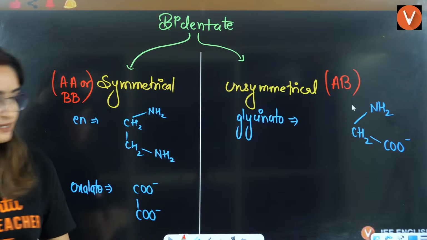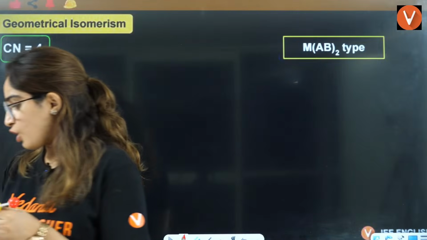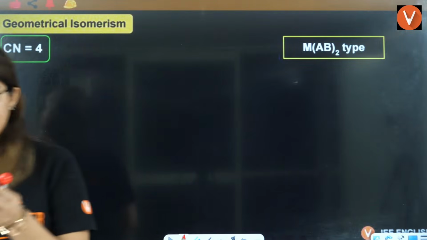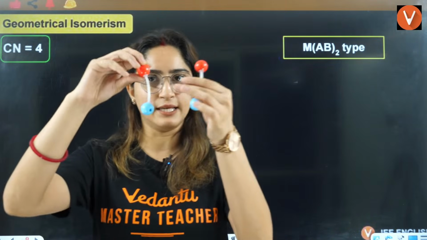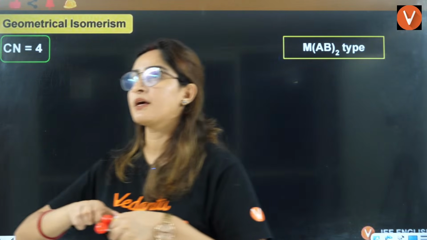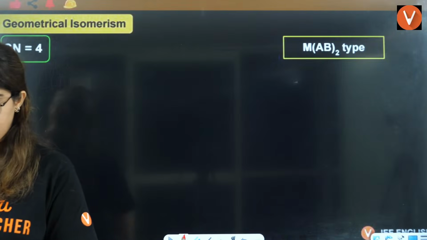Let's understand. Now let's talk about AB2. Here you have two ligands which are unsymmetrical. So two unsymmetrical ligands you will have, AB, AB. Now see one thing, what we will do here. We are going to make a square planar with these things.